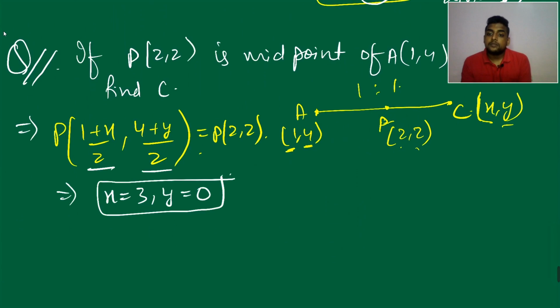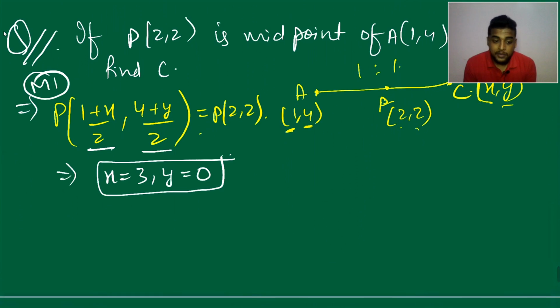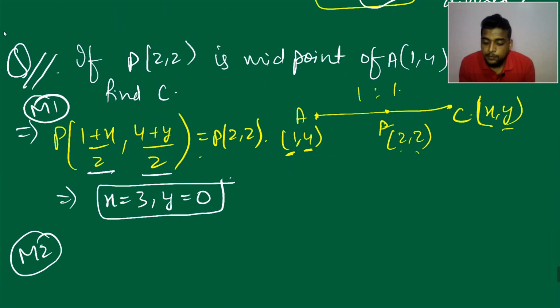Now, please understand, this is method 1. Someone may say it is a normal approach. Now let me tell you a good, beautiful approach. We have to find point C, and A and P are given. If P divides AC in ratio 1:1, can I say that C divides AP externally in 2:1 ratio?